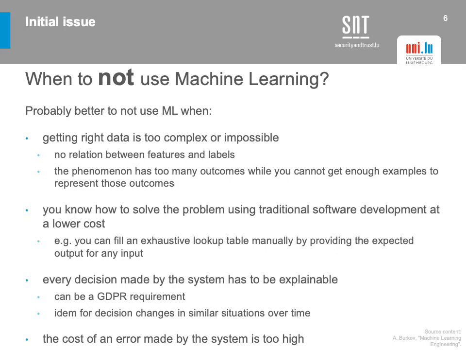Okay, another case when to not use machine learning is if every decision made by the system has to be explainable.